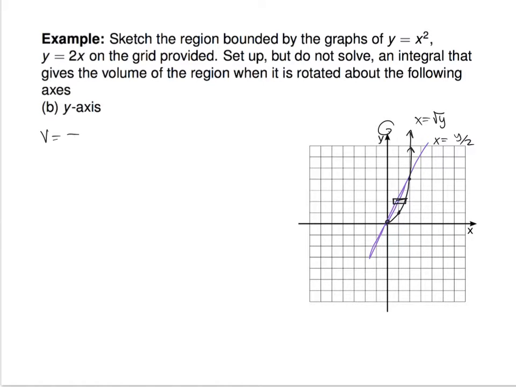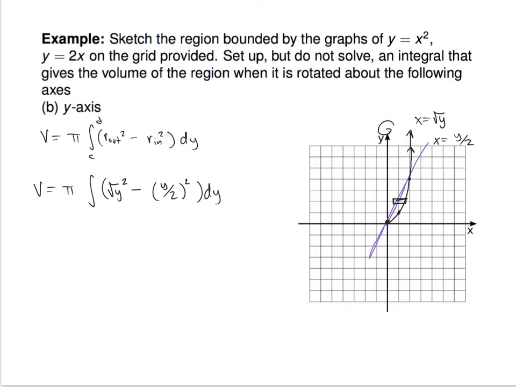So your volume is still pi integral r out squared minus r in squared. The difference is now we're dy, and usually your book will say c to d, where c and d are y values. So is root y r out? Root y is your r out. Do you guys agree? Yep. So root y squared minus r in, which is the other one, y over 2 squared.